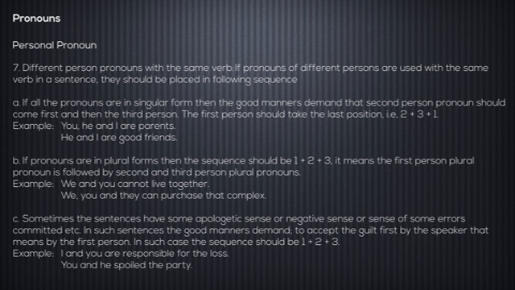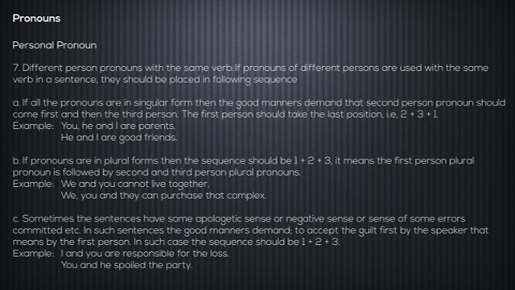Seventh, different person pronouns with the same verb. If pronouns of different persons are used with the same verb in a sentence, they should be placed in the following sequence. A. If all the pronouns are in singular form, then good manners demand that the second person pronoun should come first and then the third person. The first person should take the last position. For example, you, he and I are parents. He and I are good friends.